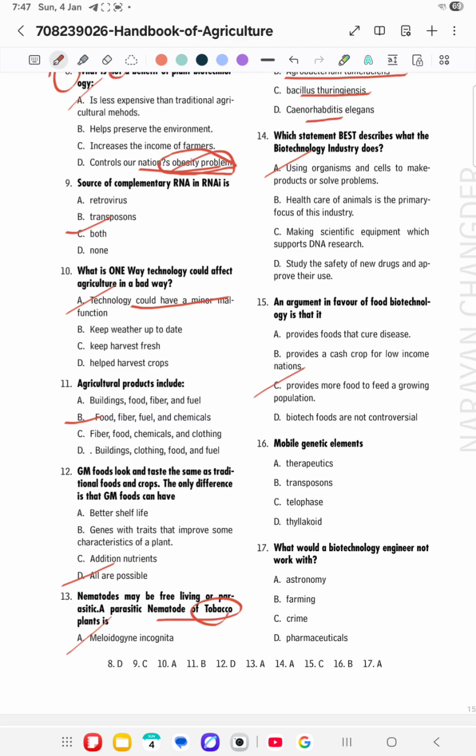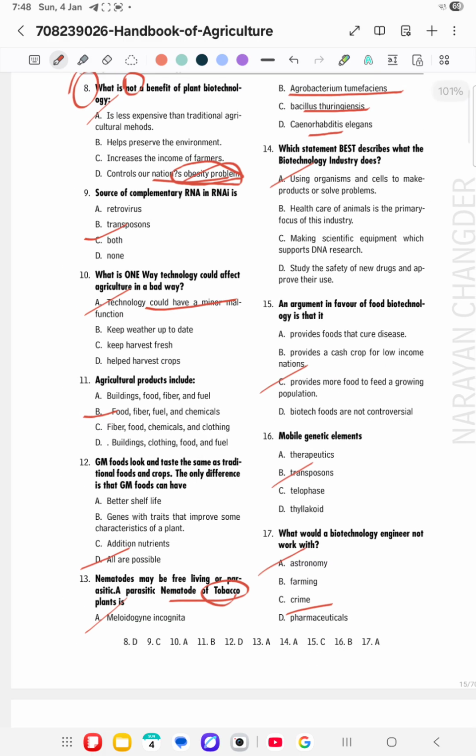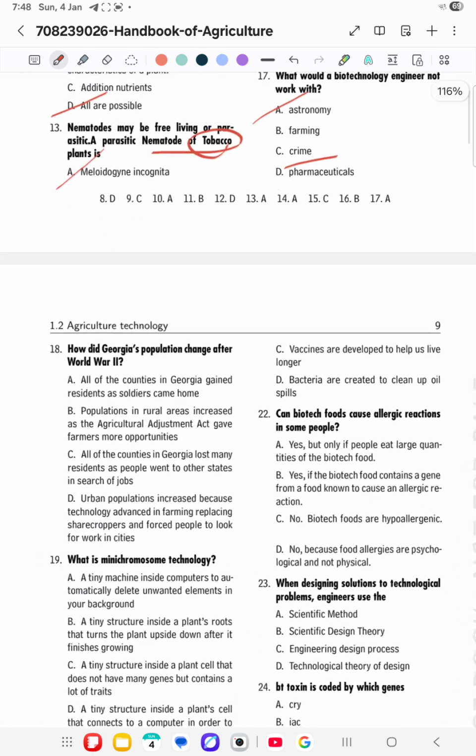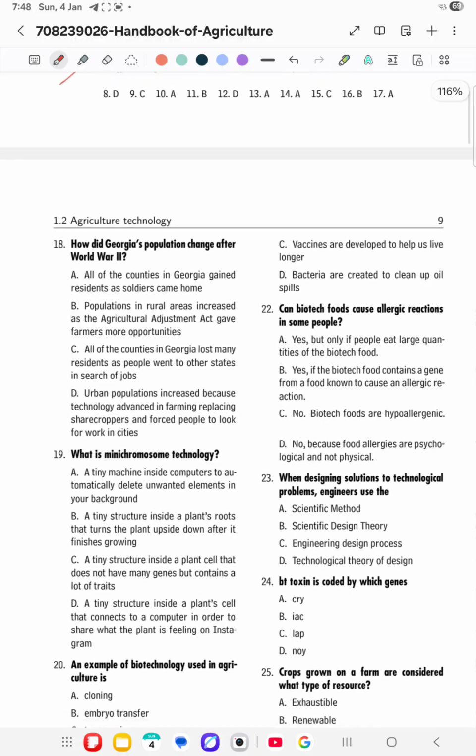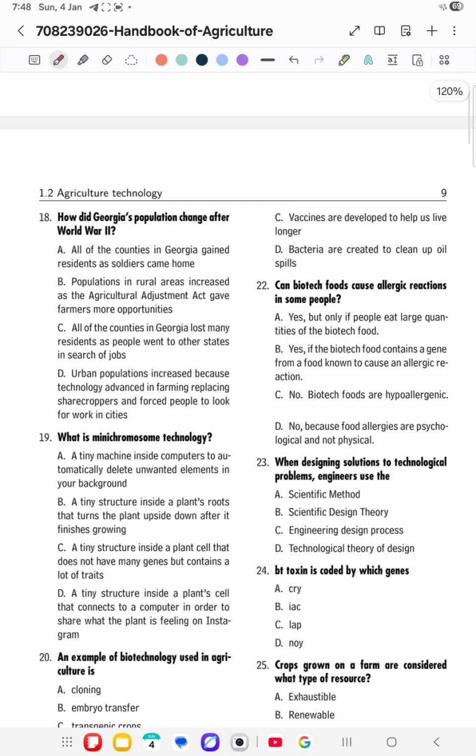Mobile genetic elements, therapeutic transposons, telophase, thylakoid transposons. Transposons are movable. What would a biotechnology engineer not work with? Astronomy, farming, crime, pharmaceuticals. Crime is for fingerprinting. How did Georgia's population change after World War II? What do I know, what do I have to do with it.